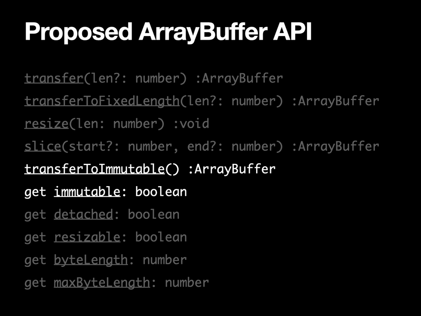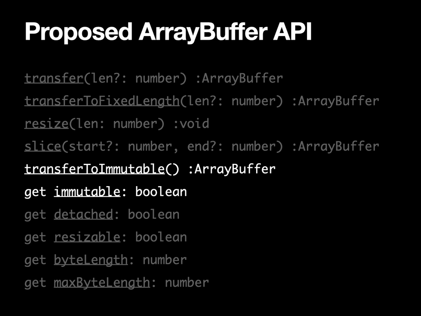The reason I went through the existing API is we're very happy to have fit the functionality that we're looking for very naturally as an extension of the API we already have, so as to minimize conceptual cost, and have it be a very natural additional API to learn, given that you've learned the existing API. Like transfer to fixed length creates a new array buffer, detaching the original, where the new array buffer is less mutable. Transfer to immutable is similar.